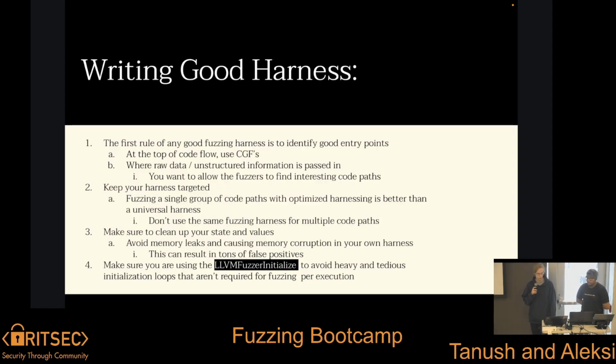For the first one, you want to fuzz areas where the program takes in raw or unstructured input, as this is where your program handles untrusted data. Think about a network protocol parser, for example. By using a coverage-guided fuzzer and starting at the top of the code flow, you basically allow your fuzzer to discover interesting inputs and code paths.